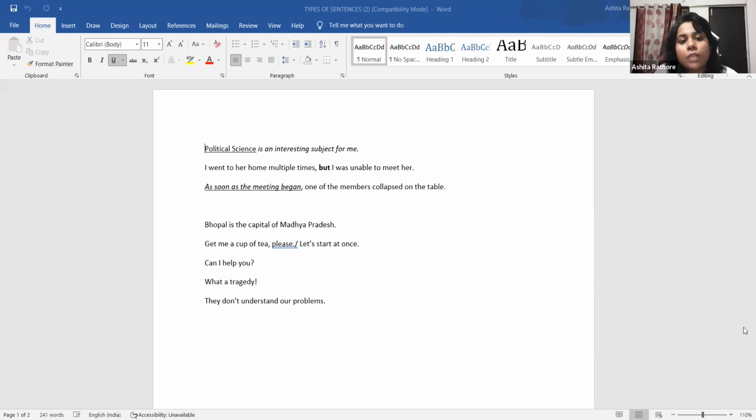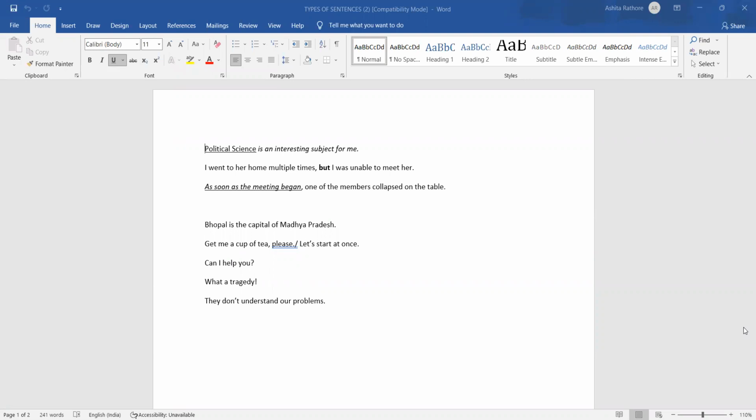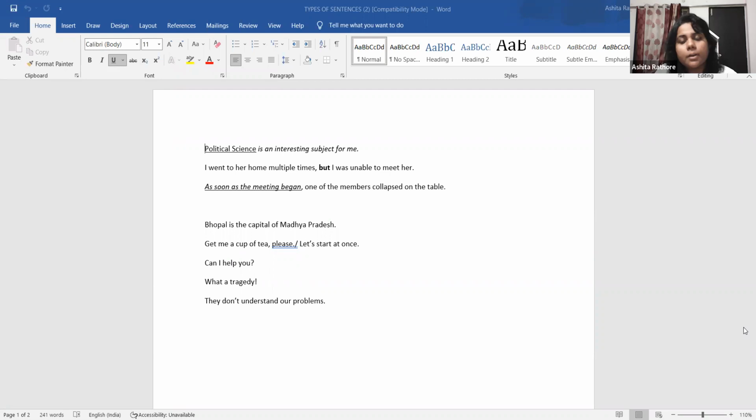Why is "as soon as the meeting began" qualifying as a dependent clause? Ma'am, because that sentence individually doesn't make any sense. It is incomplete. Yes, correct. Because it does not make any sense independently. It is giving partial meaning, and to completely make sense, it requires a main clause to stand. Yes. So these are the three types of structural sentences that you will come across.